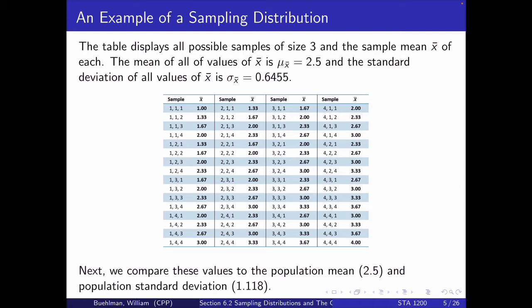The mean of all the values of X bar, so this is the mean of all the means, mu sub X bar, is equal to 2.5, and the standard deviation of all the values of X bar is sigma sub X bar, which equals 0.6455. So below you see this table. This shows all the possible combinations. If you were to roll a 4-sided die 3 times, these are all the possible combinations you could get with their X bars. Next, we compare these values to their population mean and their population standard deviation.